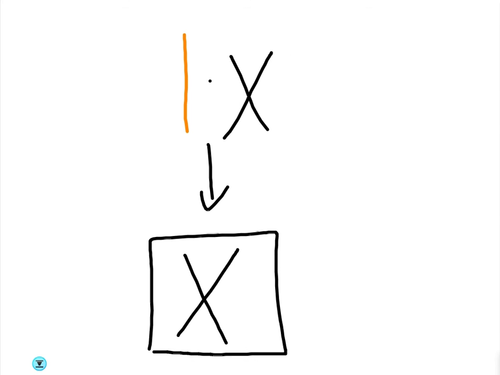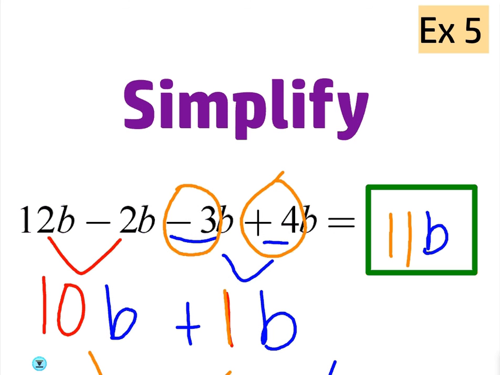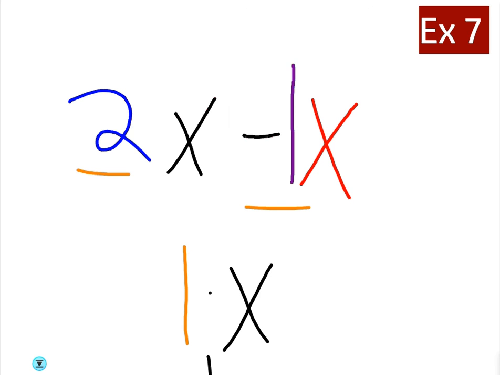So anytime you don't have a coefficient, you can add a 1 there. And it works just the same. In fact, it's important to do that. That way you can be consistent and combine the numbers.